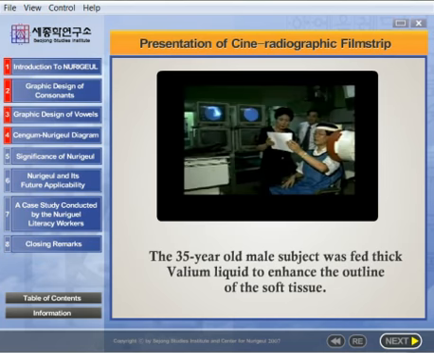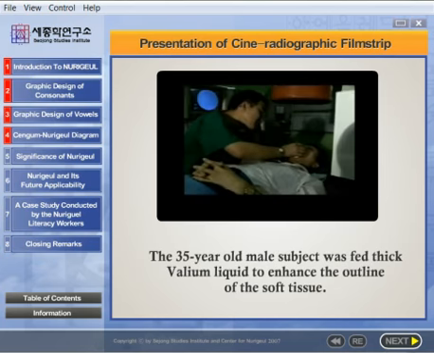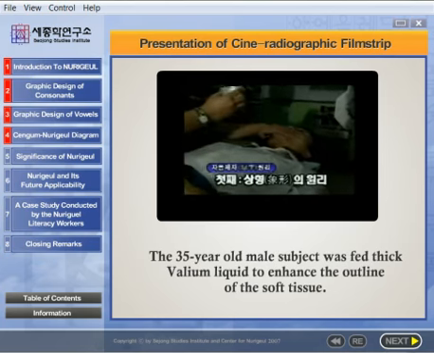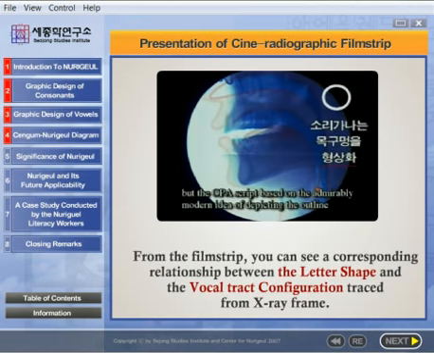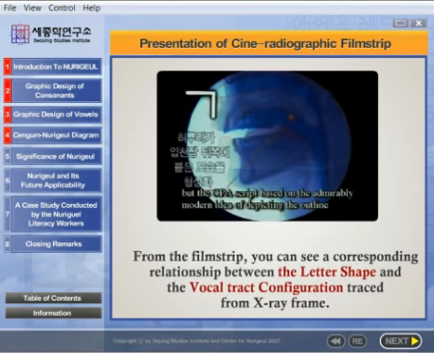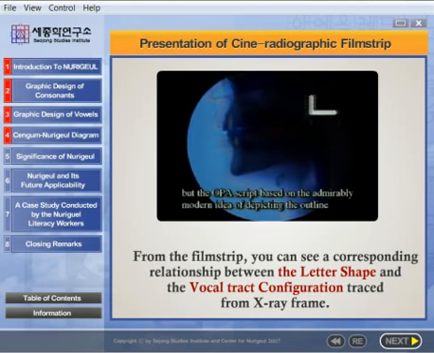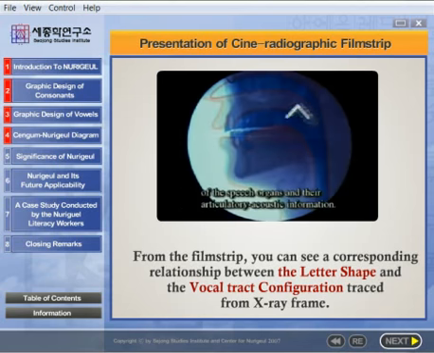The 35-year-old male subject was fed thick Valium liquid to enhance the outline of the soft tissue. From the film strip, you can see a corresponding relationship between the letter shape and the vocal tract configuration traced from X-ray frame.